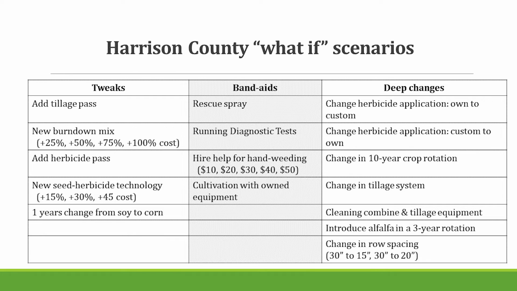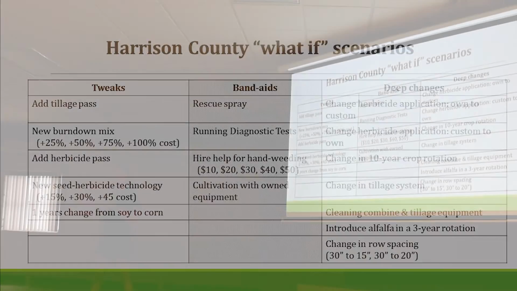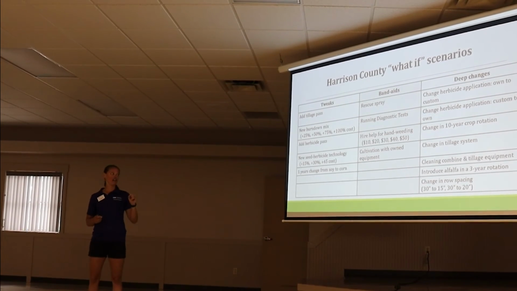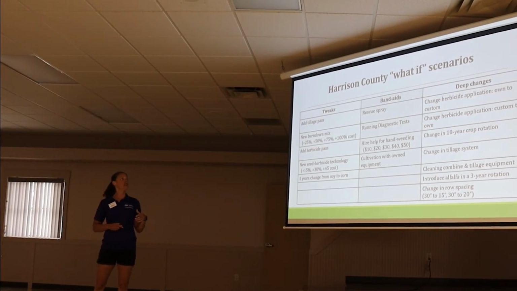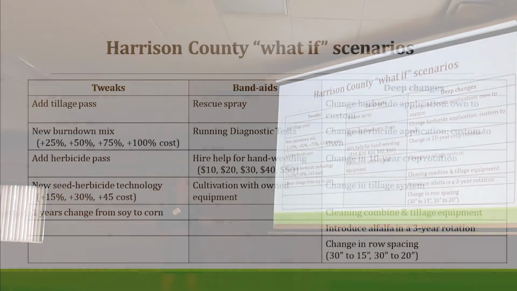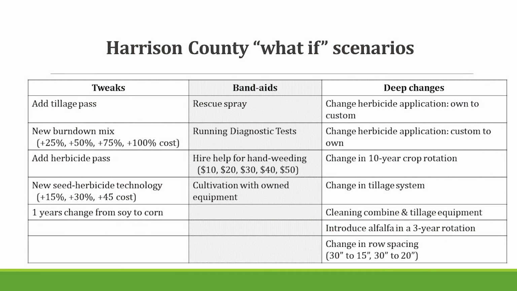You're going to have a 1-year change from soy to corn. Just 1 year, decide that you're not going to go to the soy, you're going to go to corn. The Band-Aids, rescue spray, doing some testing, hand weeding, and different levels of hand weeding, and doing some cultivation with your own equipment. And then the deep changes, again, you're making a change to how you've been farming for years. Now you're going to change your whole herbicide application rate onto custom or vice versa. Changing the 10-year crop rotation.